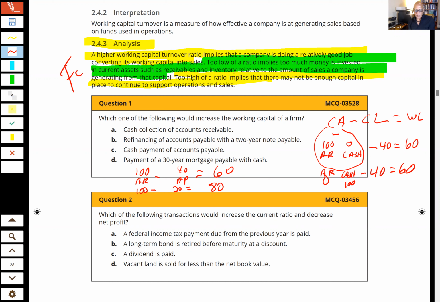Cash payment of accounts payable is going to be a wash. It's going to go up, it's going to go down. Payment of a 30-year mortgage payable with cash is going to do what? Payment of a 30-year mortgage payable with cash is simply going to reduce my working capital, right? Hello? Yes. Okay. Okay, good. So A is the correct answer here. Okay, good. Let's take a look at number 2.